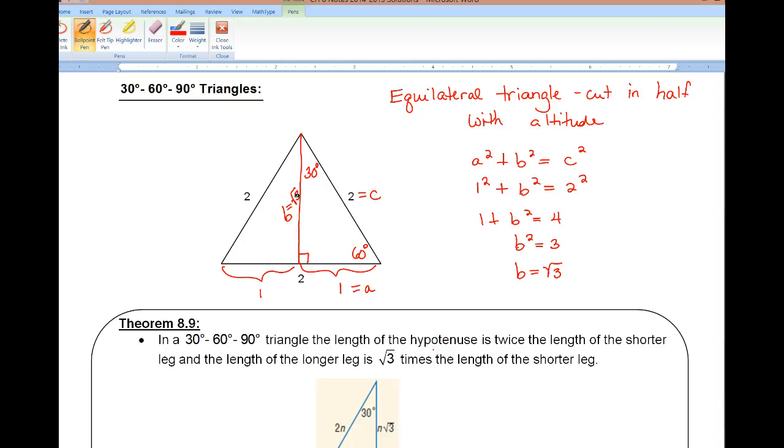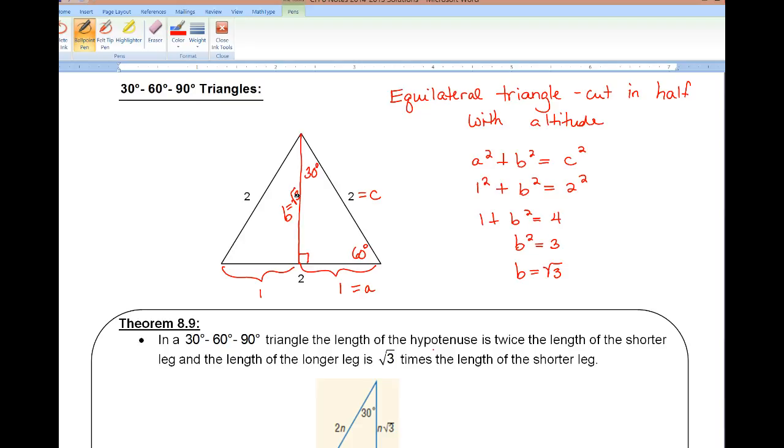No, it's not always going to be. I'm just trying to show you how you know for sure. Like, let's say I gave you this is 14, then this would be 7 root 3. So you just multiply by root 3 instead of root 2.